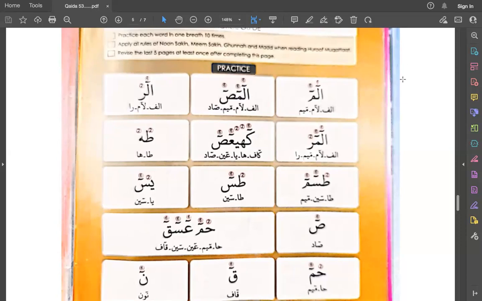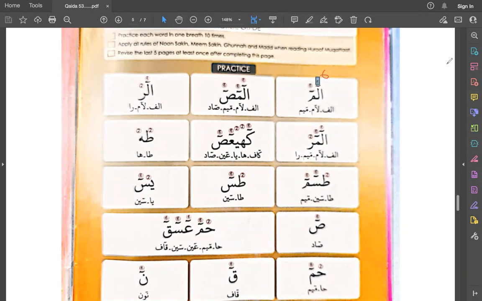So the scholars of Tajweed have agreed together that when you are saying Huruf Muqatta'at, you are stretching them 6 counts long. So here you will make it 6 counts long. Wait, let me take the pen. It will be 6 counts long. Alif will stay the Alif, Alif, Alif, La.